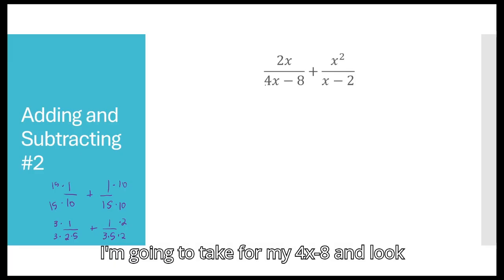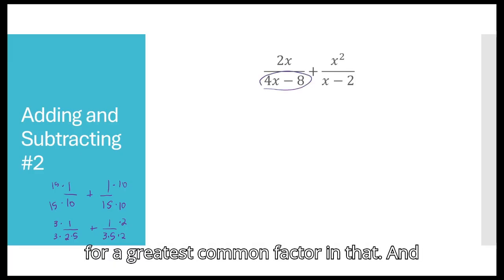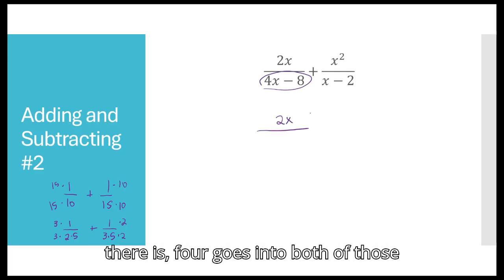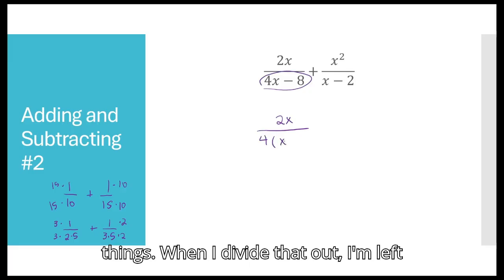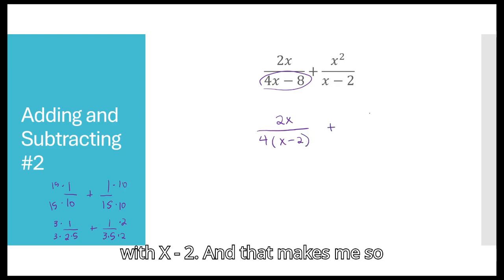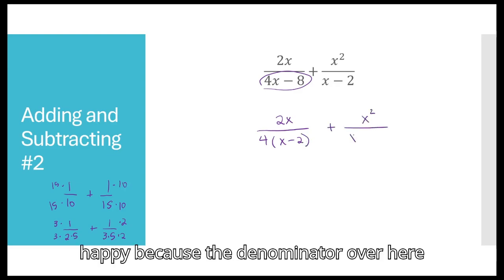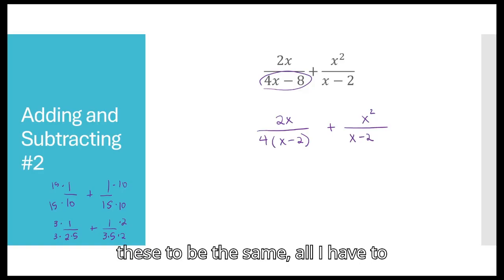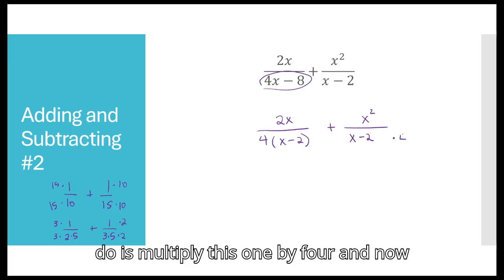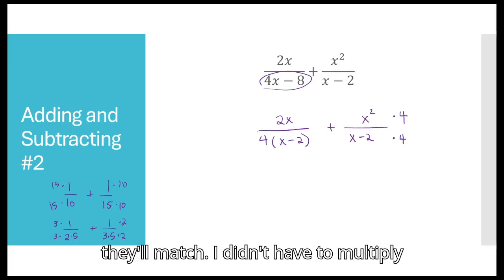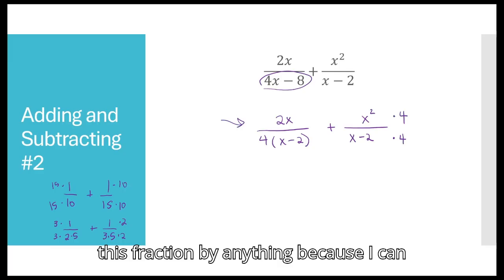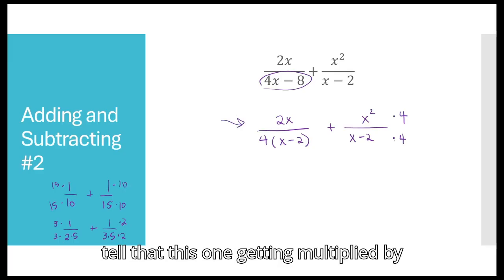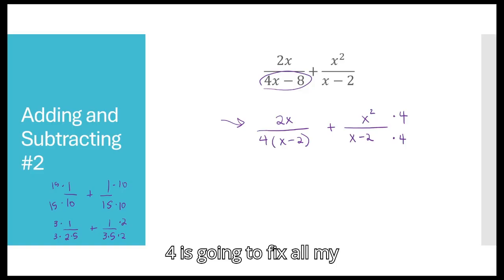So I'm going to take for my x minus 8 and look for a greatest common factor in that. And there is 4 goes into both of those things. When I divide that out, I'm left with x minus 2. And that makes me so happy because the denominator over here is x minus 2. And in order to get these to be the same, all I have to do is multiply this one by 4. And now they'll match. I didn't have to multiply this fraction by anything because I can tell that this one getting multiplied by 4 is going to fix all my problems.